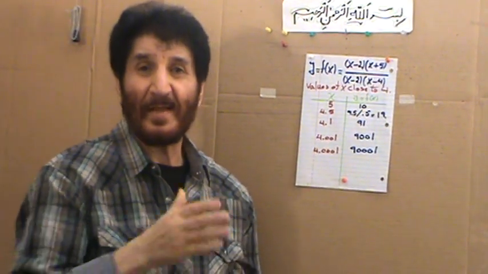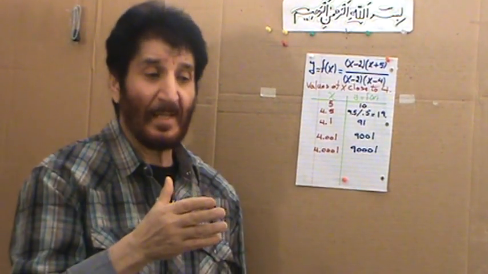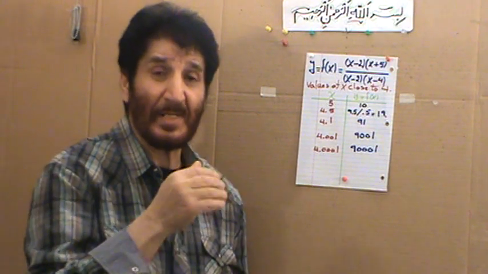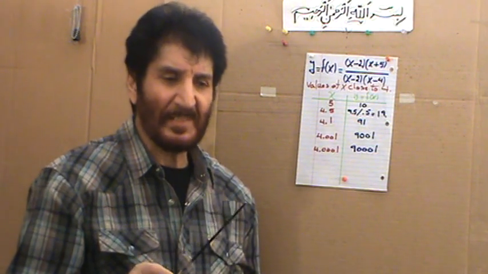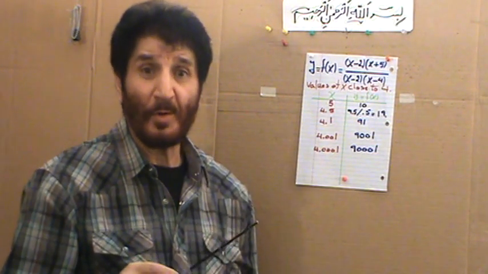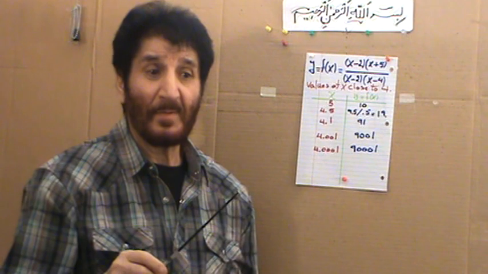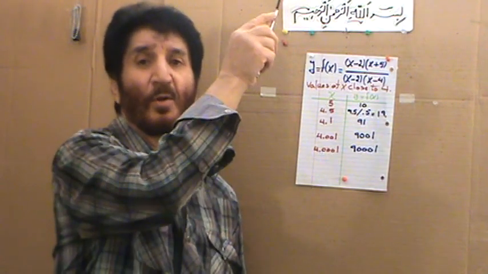So an asymptote in this case is a vertical line that the graph of the function gets closer and closer to, but never touches. All right? Now, some people get a little bit confused when you say x equals 4 is the equation of the asymptote line, a vertical line. But then they say, hey, x equals 4 is a point on the x-axis, but you say it's a line.